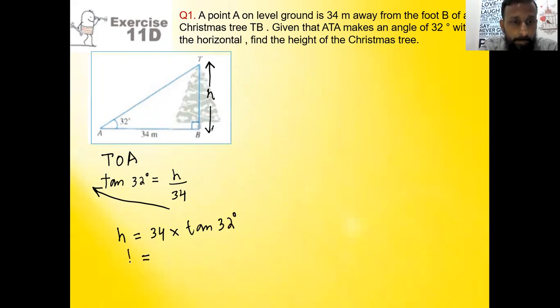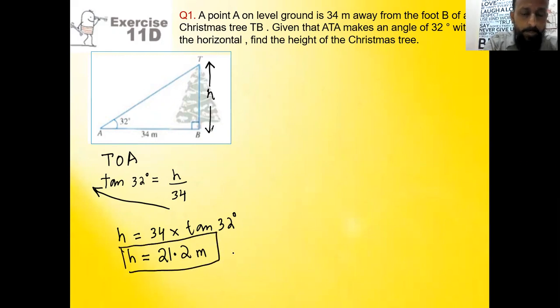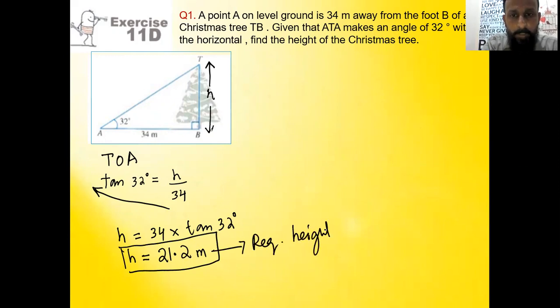Our calculator will help us to find out this value. 34 multiplied by tangent 32 degrees. So boys and girls, the answer is found to be 21.2 meters. That is the height of the Christmas tree. Therefore, the required height of the Christmas tree is 21.2 meters. Hope this concept is clear to you all.